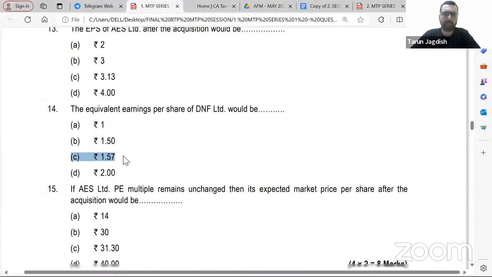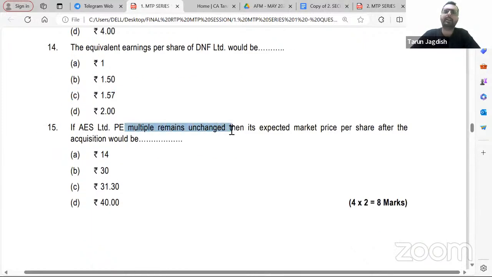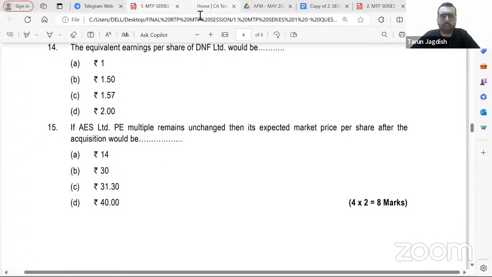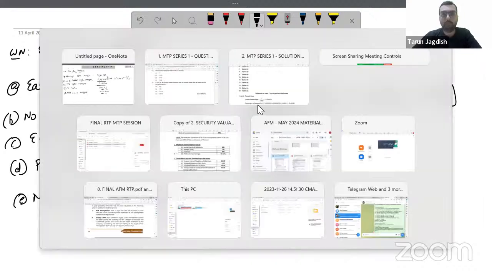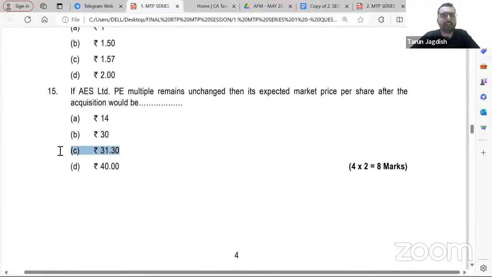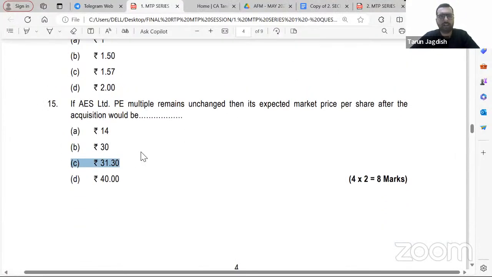Let's check. 14 is also C. We got it right. If ASP Limited remains unchanged, then the expected market price per share would be, we already got the answer for that one also. MPS after merger, 31.3. See, answer is C. Are you all clear with this part now, friends?